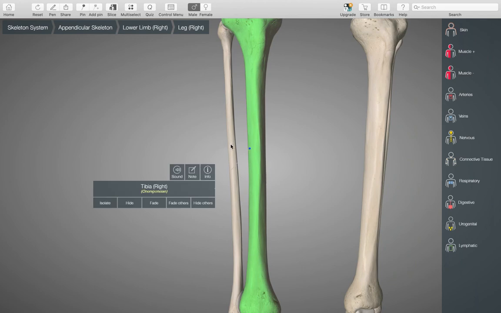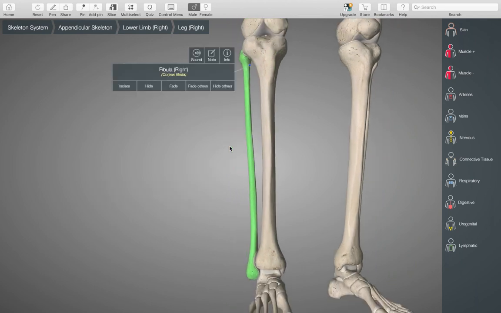Okay. Behind it, you have the fibula. Okay, remember, it's tibia and fibula. Remember to spell those correctly. If you spell it tibula or fibia, it's wrong. Okay, so it's fibula and tibia.